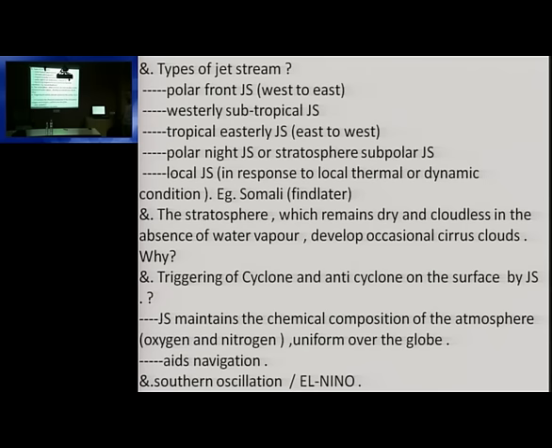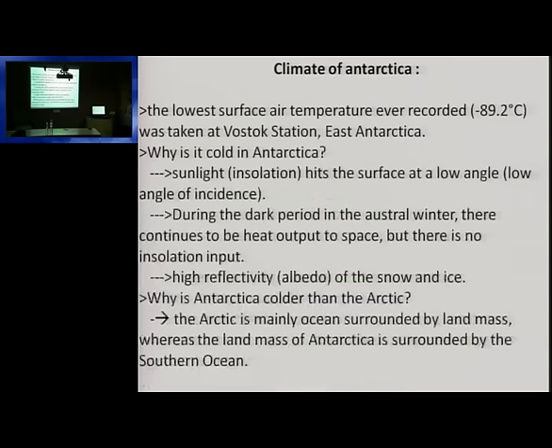It aids in navigation also, the jet stream. When a plane goes with the jet stream, the speed of the fighter jet or the commercial plane increases. And when it is against the headwind, it reduces. Even in India, you can experience that. Because in India, in the winter time, there is an establishment of an easterly jet, which I will tell you later. And that affects the speed of the aircraft that flies up there. Southern Oscillation and El Niño have already been asked in a previous exam, so I won't be explaining them now.